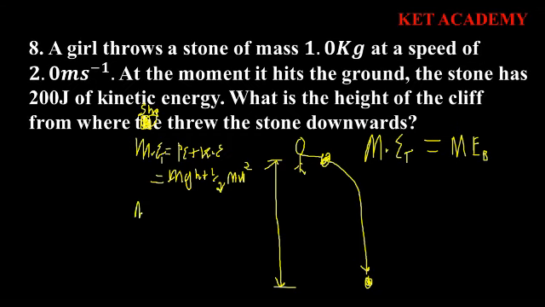Now looking at the mechanical energy at the bottom of the throw, the potential energy. We know that at the bottom, the stone will cover no height. So at this point, our height h is actually 0, so the potential energy here will be 0. But we have been given the kinetic energy. The value has been given in the question, which is 200 joules. The kinetic energy now at the bottom.